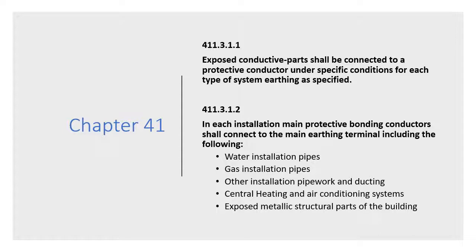So all exposed conductive parts, metal casings, etc., must be connected to a protective conductor in order for this to work. And in each installation, main protective bonding conductors need to be connected. So any incoming, as we call it, extraneous metalwork: water installation pipes, gas installation pipes, central heating, air conditioning systems, any exposed metallic structure of a building, anything entering the building needs to be bonded so that it is all at the same zero potential.